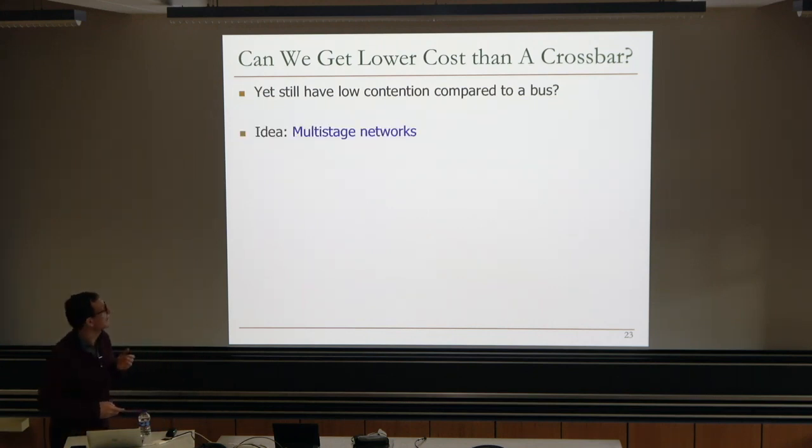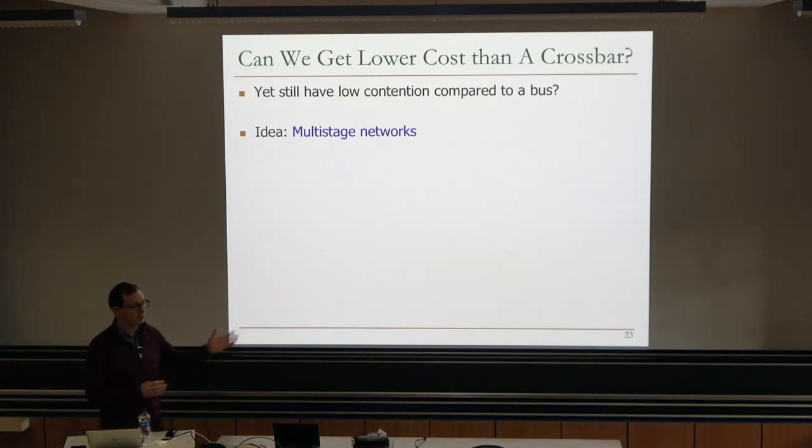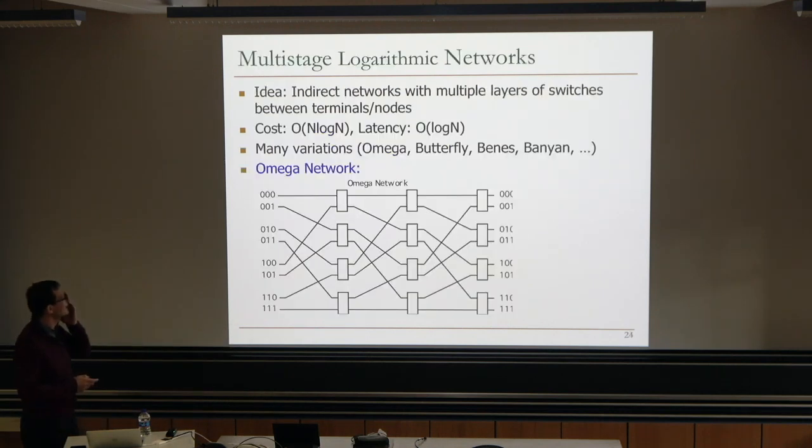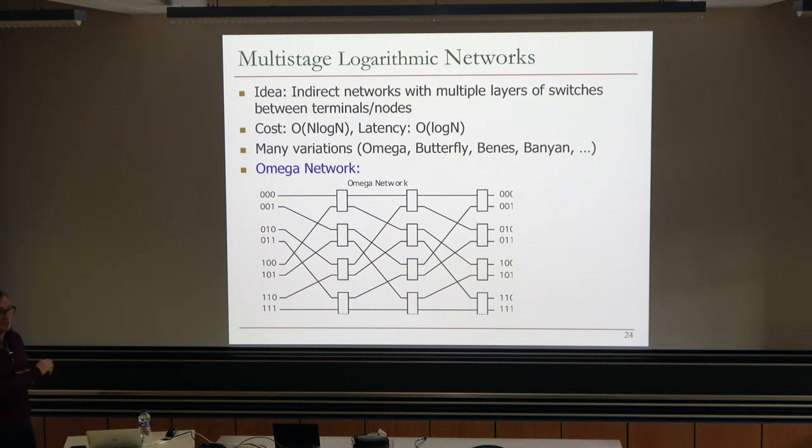So people have developed the idea of multi-stage networks for this purpose, essentially. These are mainly developed for processor memory interconnections, but processor bank interconnects are essentially the same thing. And there are many variations of it. Basically, this is an example Omega network over here. You can read the details of it. But basically, these are indirect networks with multiple layers of switches between terminals and nodes. So you have endpoints, and you have multiple layers of switches in between the endpoints.